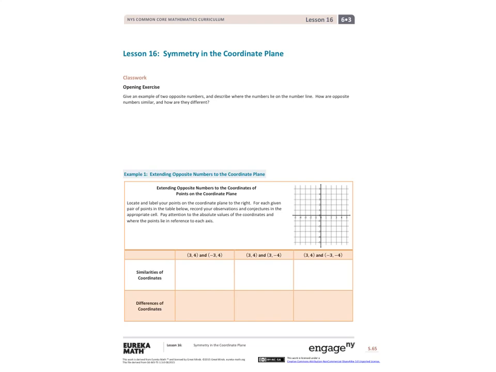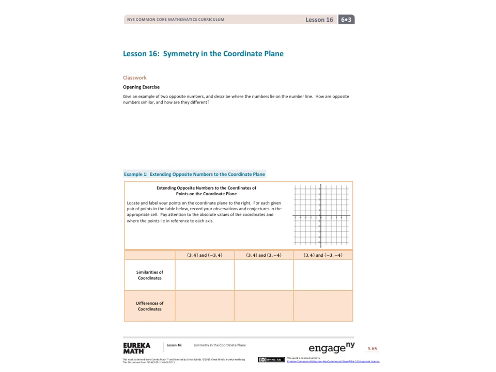Hi there. We are now on lesson 16, which is looking at symmetry in the coordinate plane. So, opening exercise. Give an example of two opposite numbers and describe where the numbers lie on the number line. How are opposite numbers similar and how are they different?